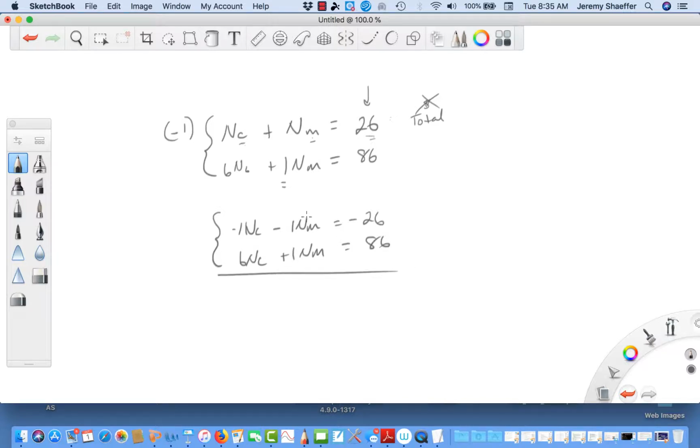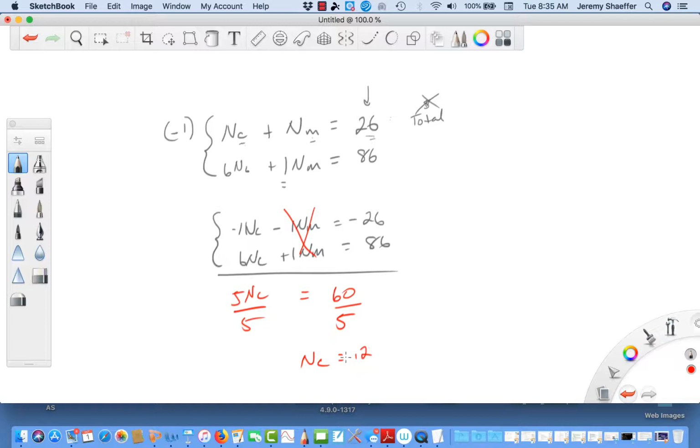Okay. Now, what did we eliminate? Notice that we eliminated number of mussels. That's a negative and a positive, so that goes away. So we're left with 5 number of cod, -1 and a 6 is 5 number of cod equals, and we should have 60 here. Okay, divide by 5, divide by 5, number of cod equals 12.